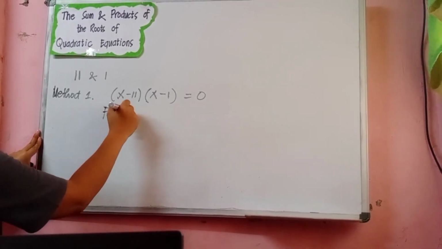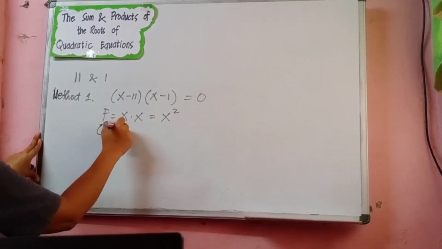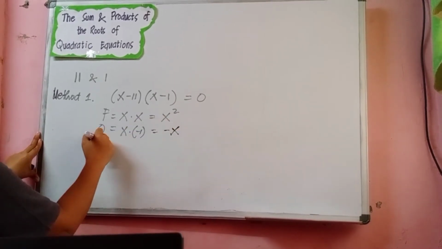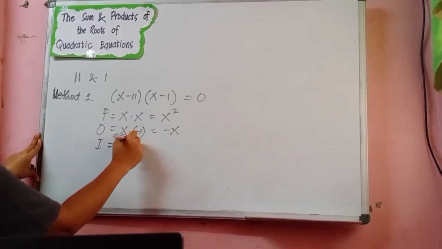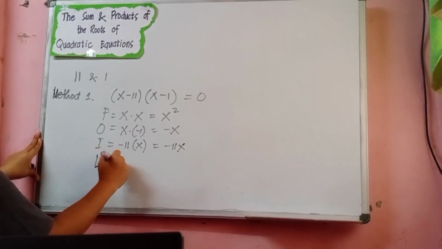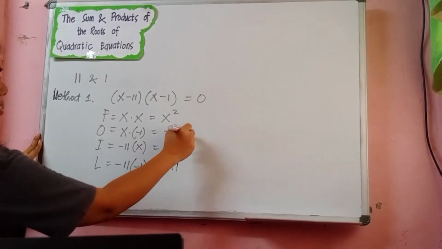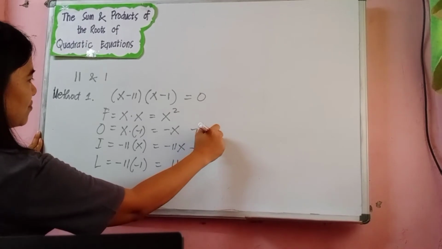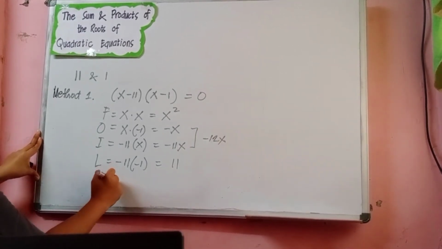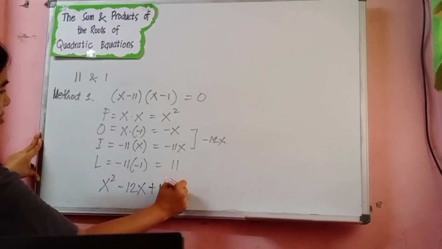So first terms are x and x, which is x squared. Outer terms are x and negative 1, which will give us negative x. Inner terms are negative 11 and x, so that's negative 11x. And last terms, we have negative 11 and negative 1, so that's positive 11. Combining this will give us negative 12x. So the quadratic equation that we are looking for will be x squared minus 12x plus 11 equals 0.